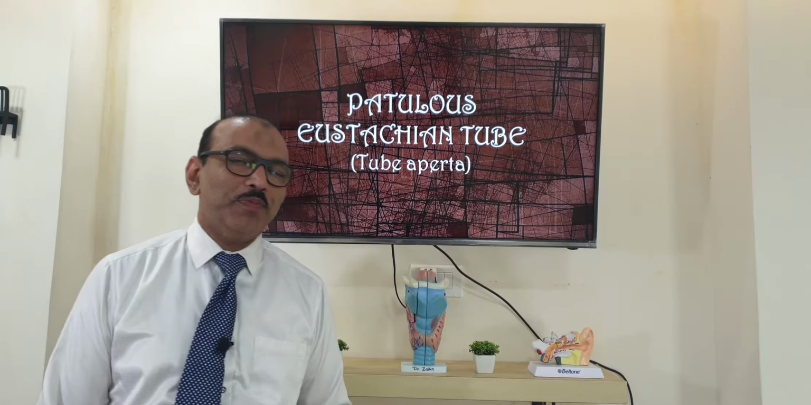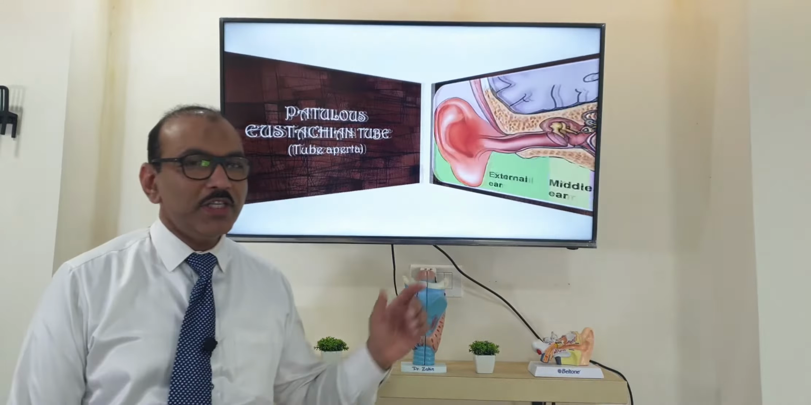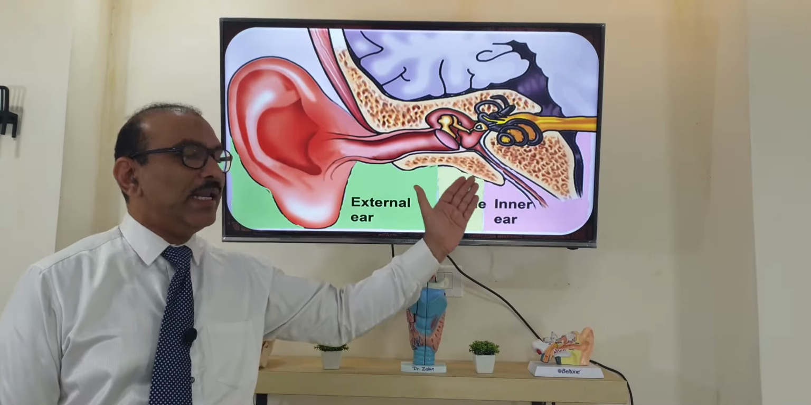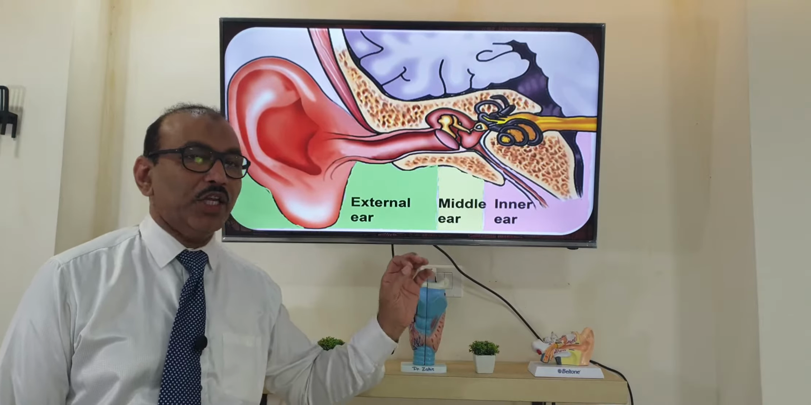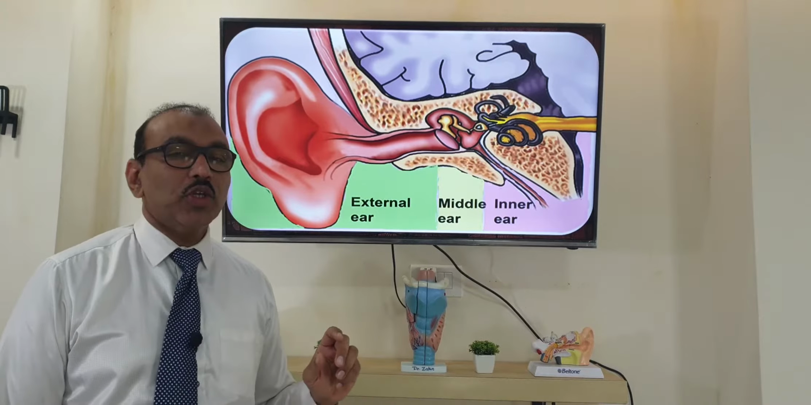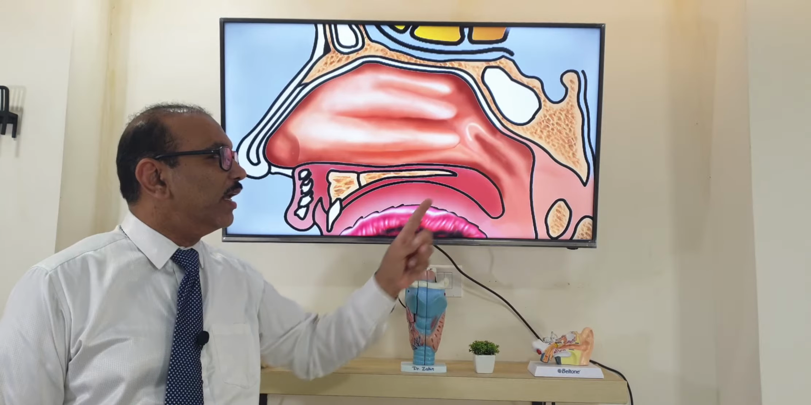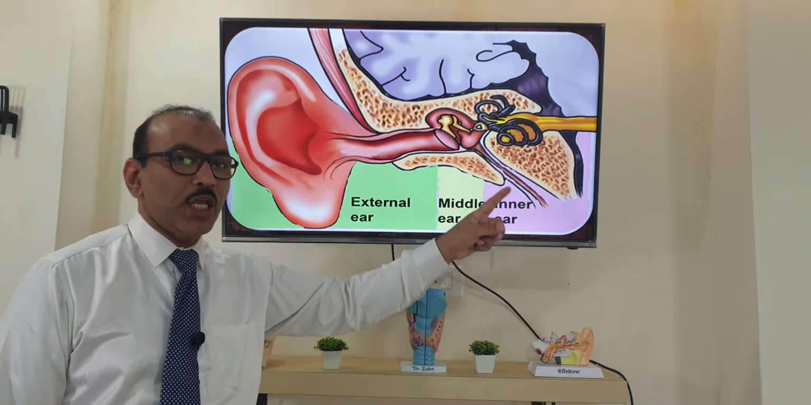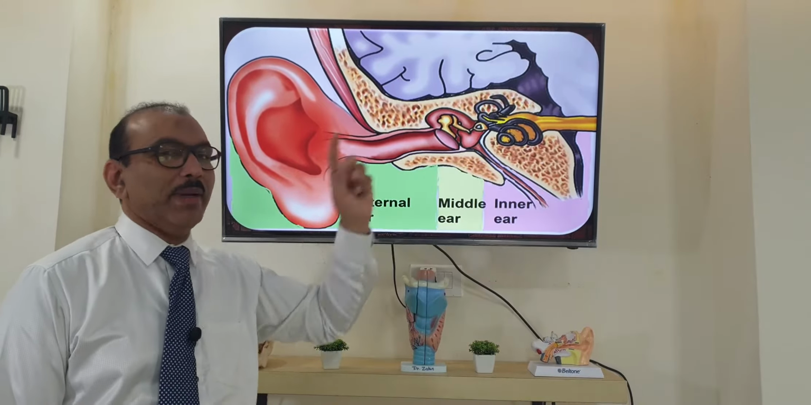Patulous eustachian tube. First, let us say in short about the eustachian tube. The structure of the ear can be divided into three parts: external ear, middle ear and inner ear. For the normal function of the middle ear, you require air there. The air comes from behind the nose, where you have a small opening, and through here air enters the tube which connects the nose and the ear, called the eustachian tube, and it reaches the middle ear.